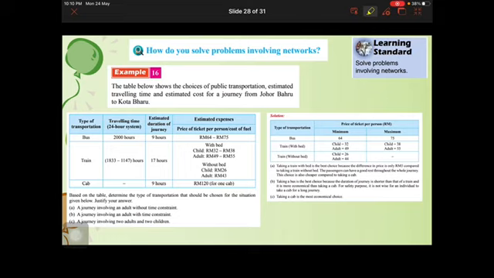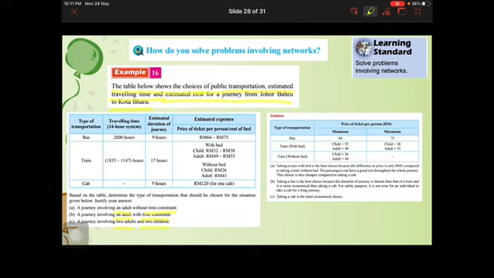Now, example 16. The table shows the choices of public transportation, estimated travelling time, and estimated cost of a journey from Johor Bahru to Kota Bahru. Based on the table, determine the type of transportation that should be chosen for the situation given below. Justify your answer. For question A, a journey involving an adult without time constraint. B, a journey involving an adult with time constraint. C, a journey involving 2 adults and 2 children.